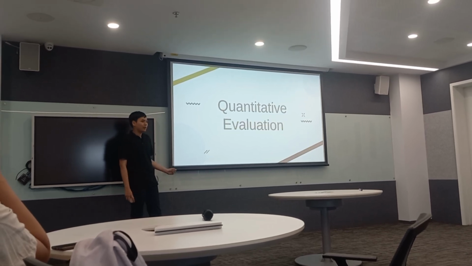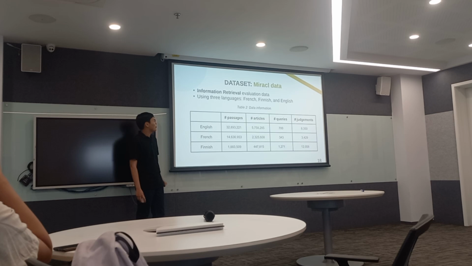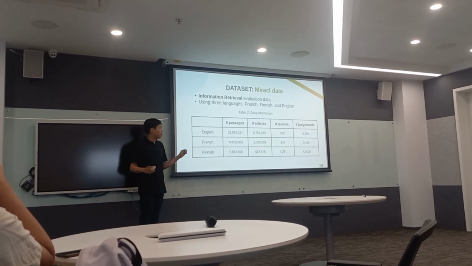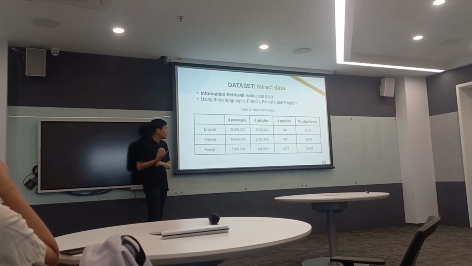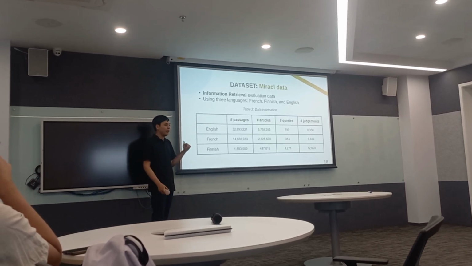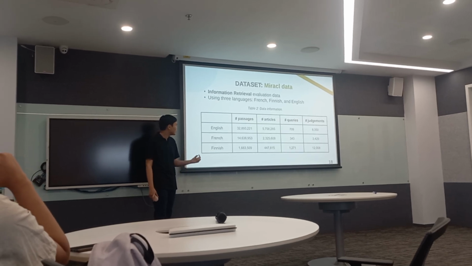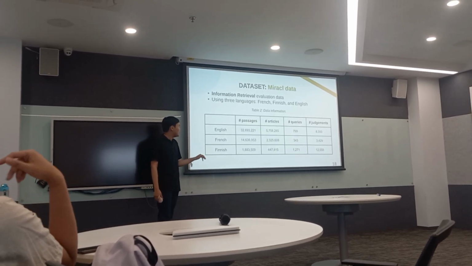So first, we want to calculate some quantitative evaluations on the summative score. The evaluation we are using is MIRACL data, which is an information retrieval benchmark, and we are using 3 languages in total: French, Finnish, and English, which will be used as the baseline for the answer generation module. And you can see that this sums the information from each of the languages.